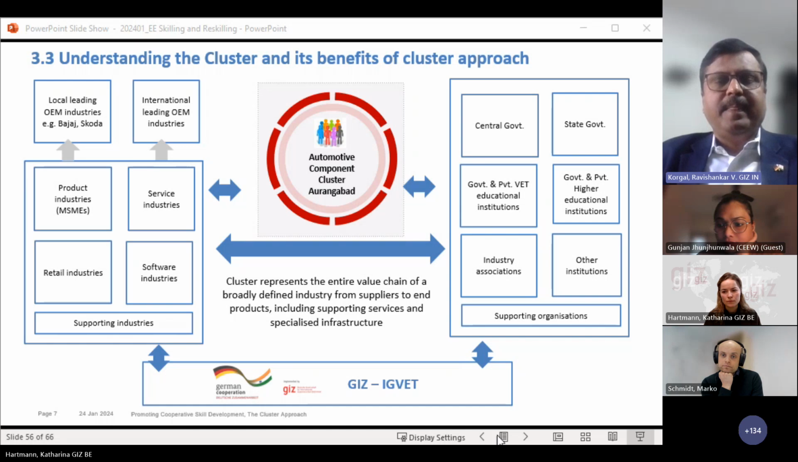And also we closely work with the central government and the state governments to understand their schemes to get some funding for the industry associations. And in parallel, we also conducted many roundtable meetings to bring these private and public sectors together to work in a good environment to understand the gaps. That really helped us to develop this cooperative VT model here in Aurangabad.